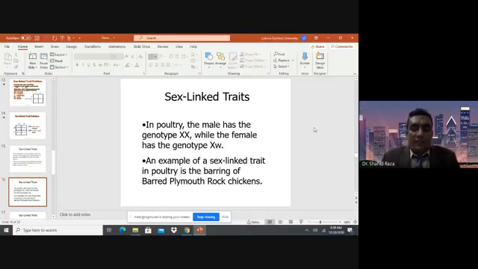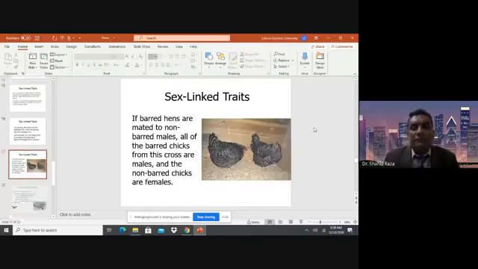When we talk about sex-linked traits in poultry, the male has the genotype ZZ, while the female has the genotype ZW. An example of a sex-linked trait in poultry is the barring of the Barred Plymouth Rock chickens.